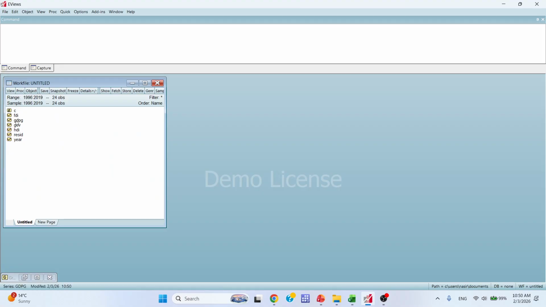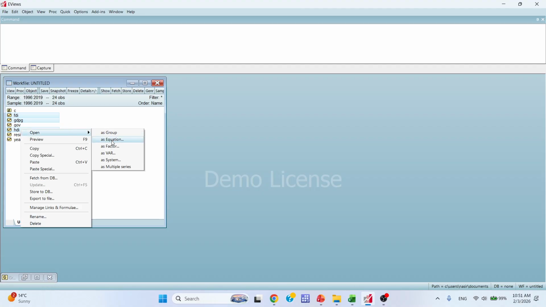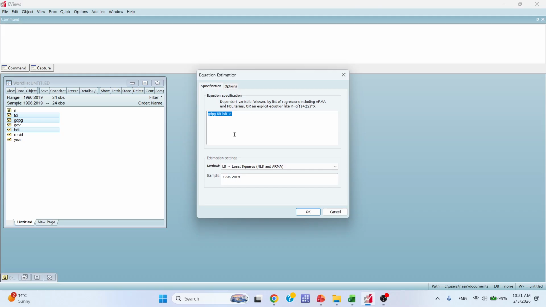You can also use the command option to write your dependent and independent variables. The second option is the manual one, where you start by selecting the dependent variable first. In this scenario, we will be assuming that GDPG is our dependent variable, and FDI and HDI are our independent variables. Then right click, open as equation, and first of all we will get the result of OLS. Then click on OK.